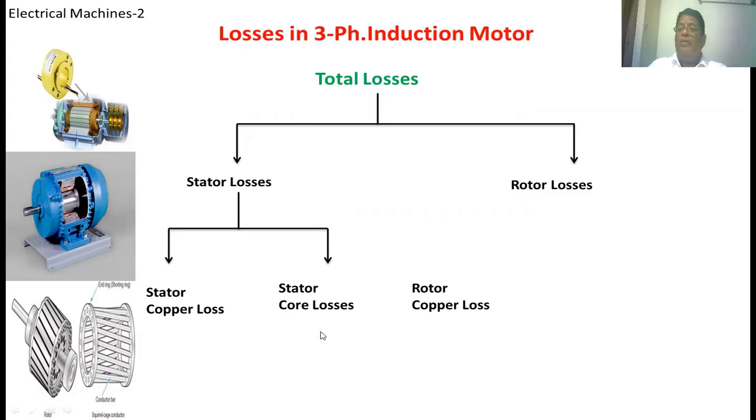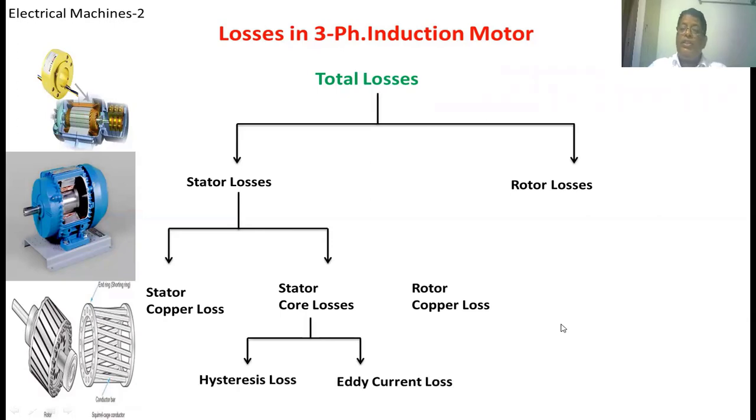Stator core loss. Whenever you are supplying a three-phase supply to the three-phase winding, a rotating field will be created from the stator winding that is magnetizing and demagnetizing the stator core as well as the rotor. So whenever the stator core is subjected to magnetic reversals, some amount of loss occurs in the stator core. That loss is nothing but stator core loss. Again, the stator core loss can be divided into two types. One is the hysteresis loss, another one is the eddy current loss.